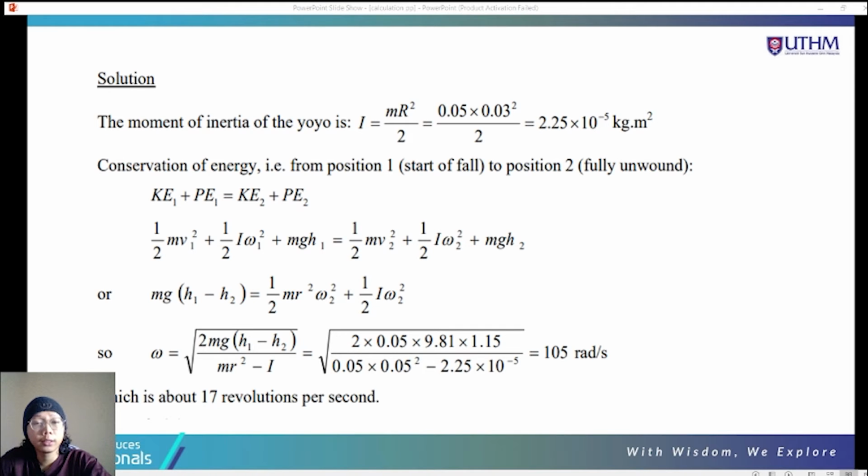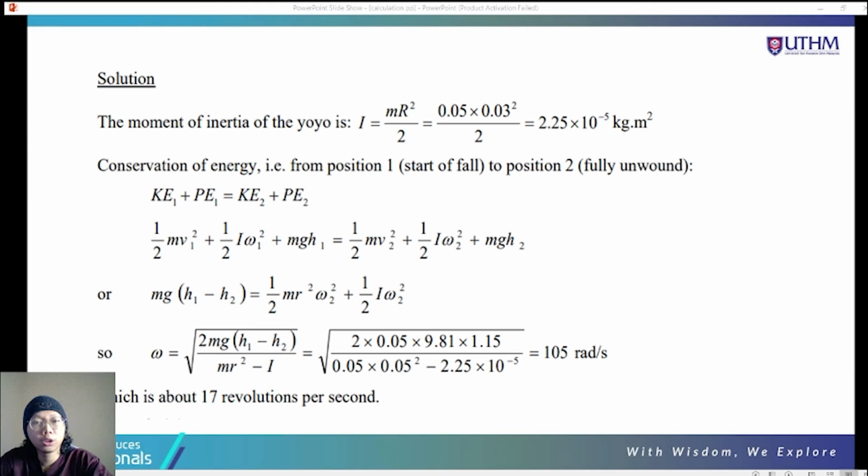Because it asks us to use the conservation of energy principle, we need to use KE1 plus PE1 equals KE2 plus PE2. The left side is for position 1, which is the free body diagram that I have shown you, and the right side is for the fully unwound position, which is the fully unwound free body diagram.